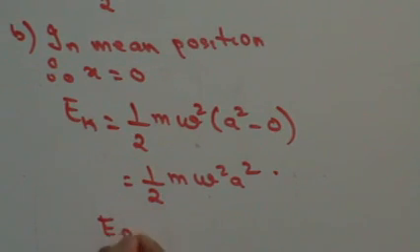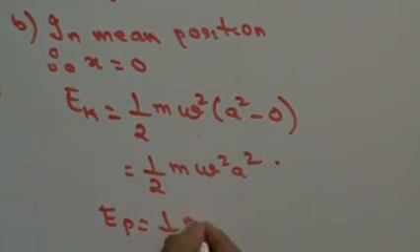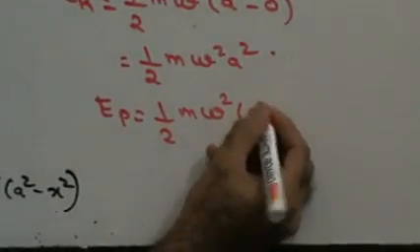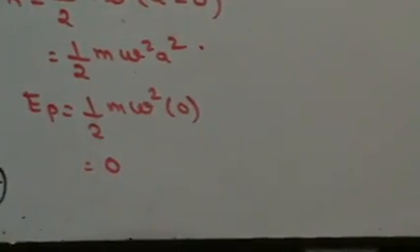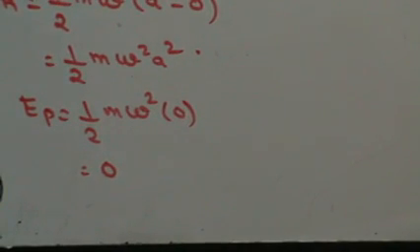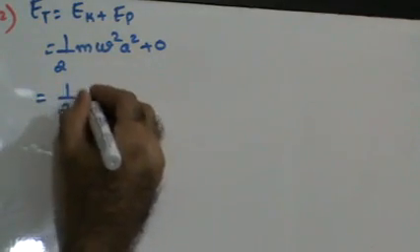When the particle is in mean position, the potential energy will be half m omega square x square. X square is 0, so the potential energy of the particle in mean position is equal to 0. Total energy is nothing but the sum of potential energy and kinetic energy. So total energy is the sum of kinetic energy plus potential energy, that is half m omega square a square plus 0, which will be half m omega square a square.